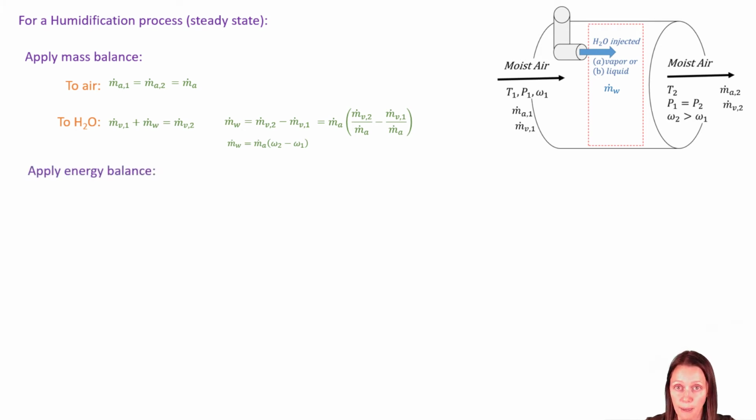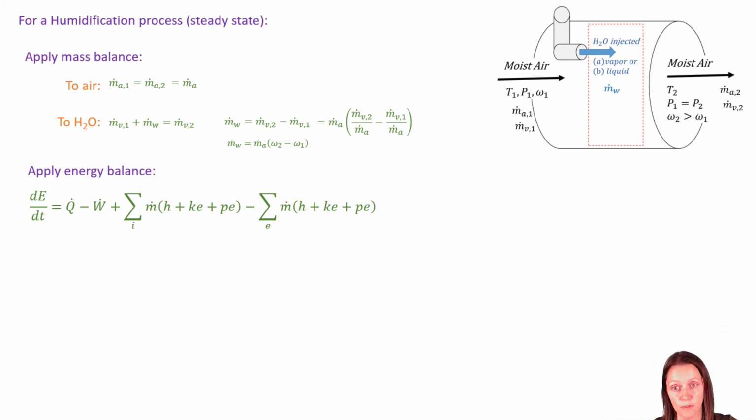Now I'm ready to apply my energy balance. Up until this point we've had heat transfer, but the way I've drawn my control volume here, I don't have any heat being transferred. Yes, I may have a temperature change, but that's affected by adding water in the form of a high temperature steam or a liquid. So the way I've drawn my control volume, I don't have any heat transfer, I don't have any work, and I don't have any changes in kinetic and potential energy.